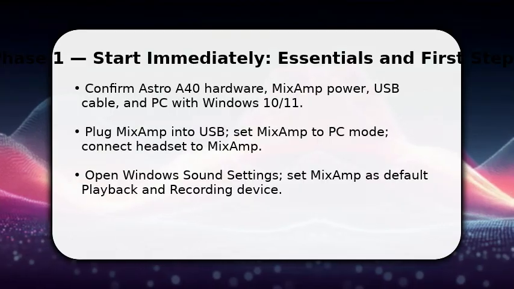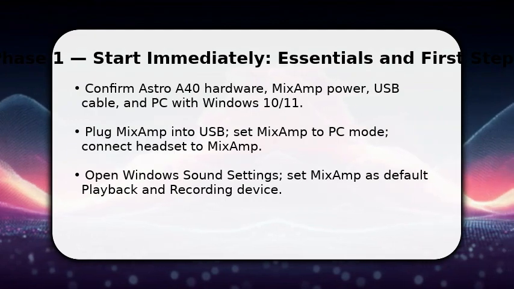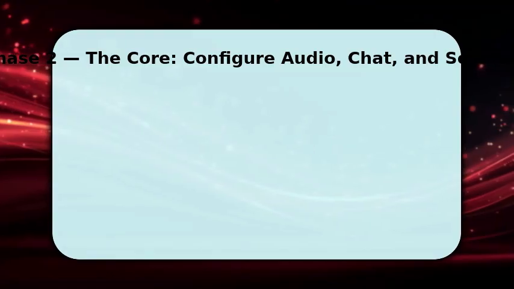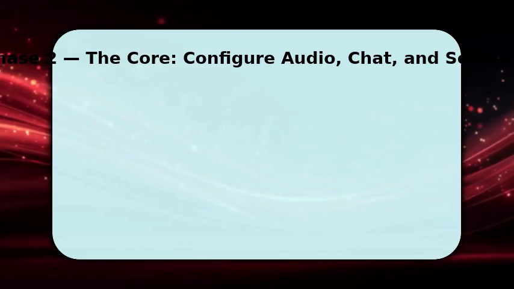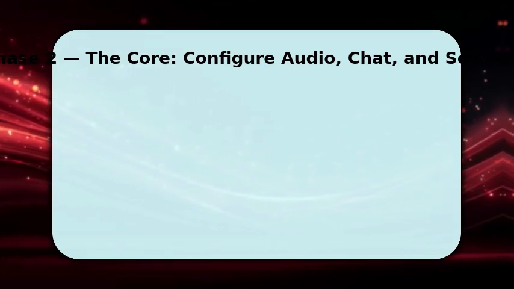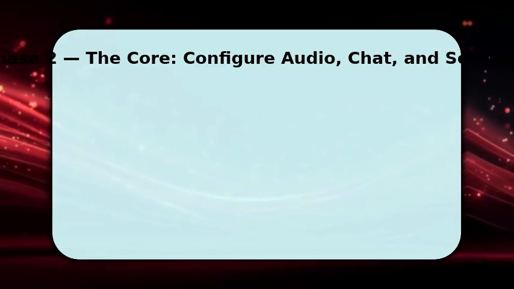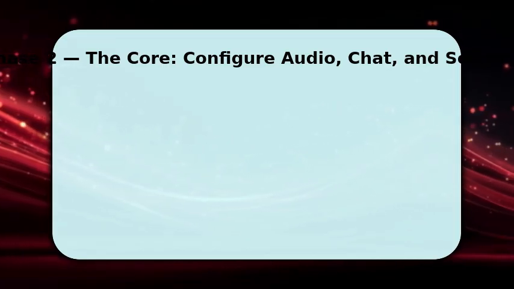Make sure drivers install automatically, and restart the app or PC if Windows prompts you to complete setup. You install Astro Command Center to access firmware updates, equalizer settings, and profiles. Updating firmware fixes compatibility and latency issues. Once updated, use the mix amp dial to balance game versus chat audio. Turning toward game raises game sound, toward chat increases voice.